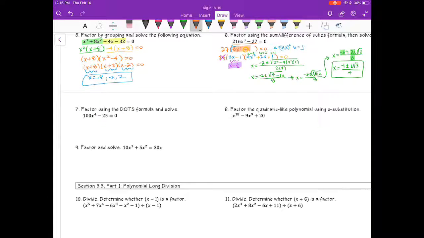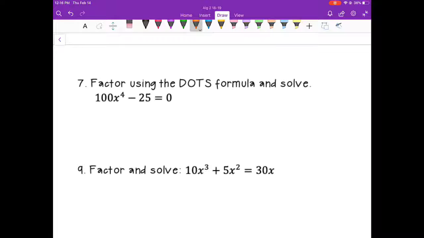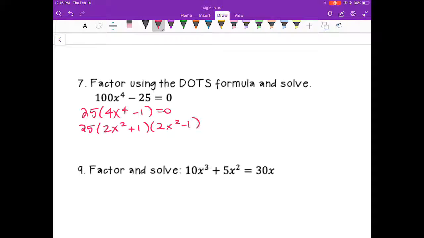Okay, from our last 3 factoring problems, number 7 asks us to factor using DOTS and then solve. DOTS stands for difference of two squares, but again, we first always check for an overall GCF. I am able to take out 25 from both of those terms. I'm left with 4x to the 4th minus 1. Again, I still have DOTS, so that's great. So I have 25 times 2x squared plus 1 and 2x squared minus 1.